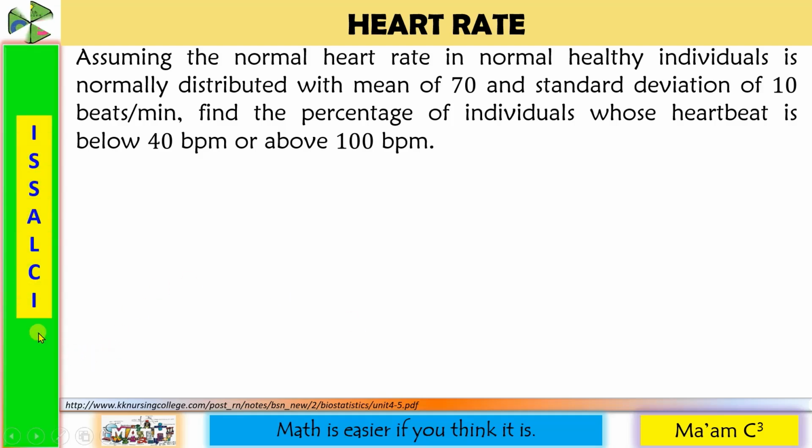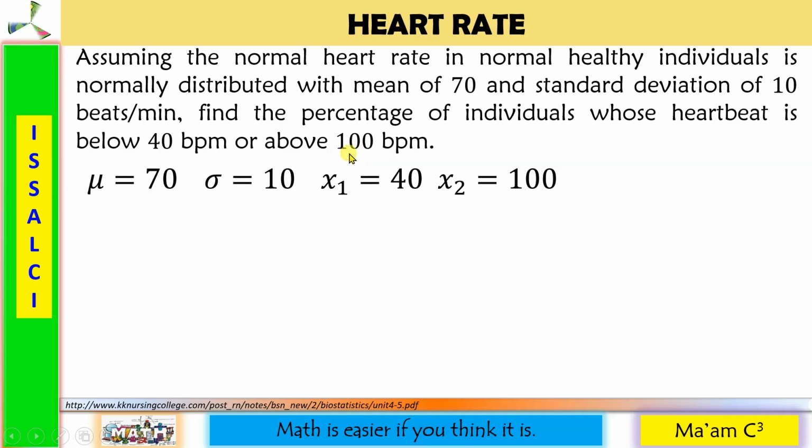Again, our steps. Step 1, let us identify the given. Our mean is 70. Our standard deviation is 10. We have two values of x here. The first one is 40, so x sub 1 is equal to 40. And x sub 2 is equal to 100.